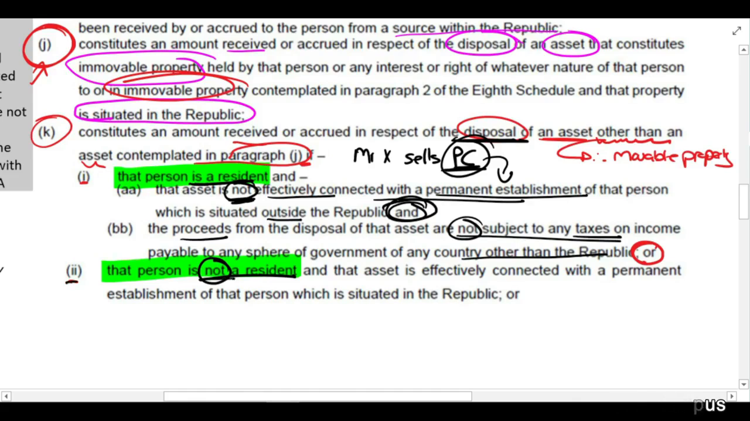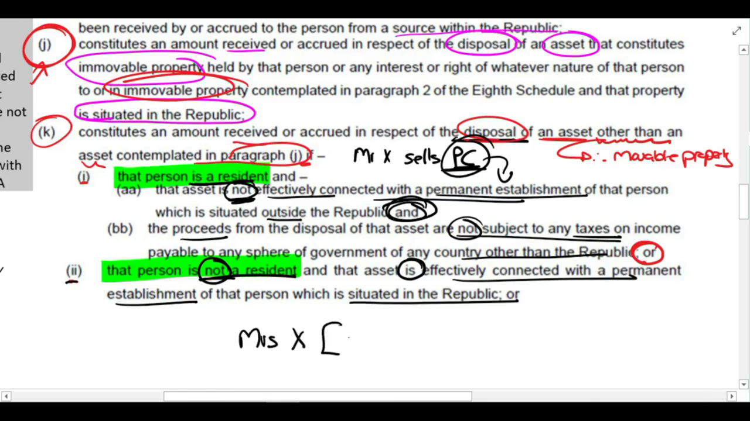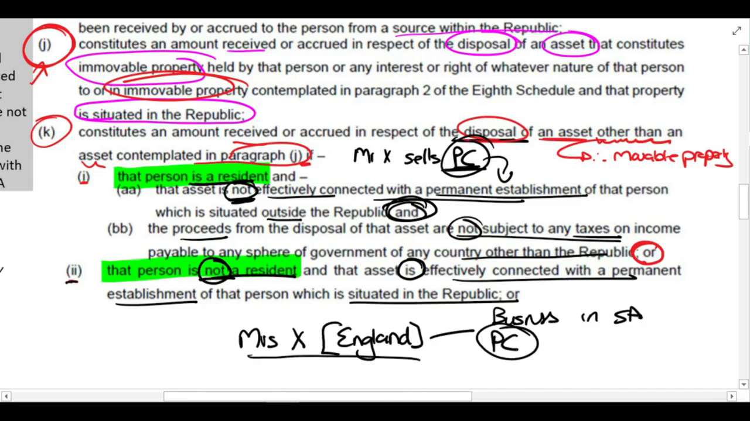Two, that person is not a resident. So if it's a non-resident, and that asset is connected with a permanent establishment of that person, which is situated in the Republic. So here's Mrs. X. She is a citizen of England, so the UK. She has a business as a sole proprietor in South Africa, and in that business she uses a computer. She sells that computer. So although she's a non-resident, the computer is effectively connected to a permanent establishment in South Africa. So therefore, the money from that sale is from a South African source.